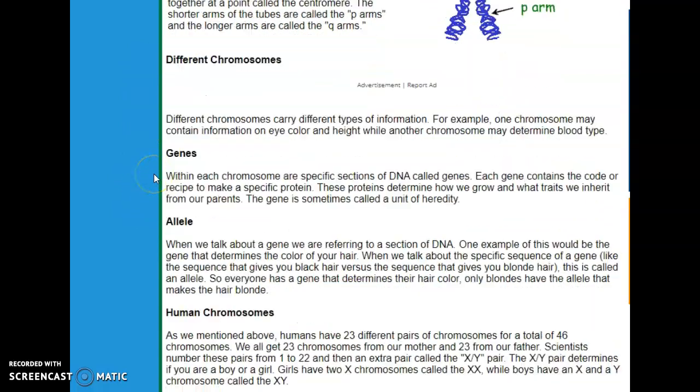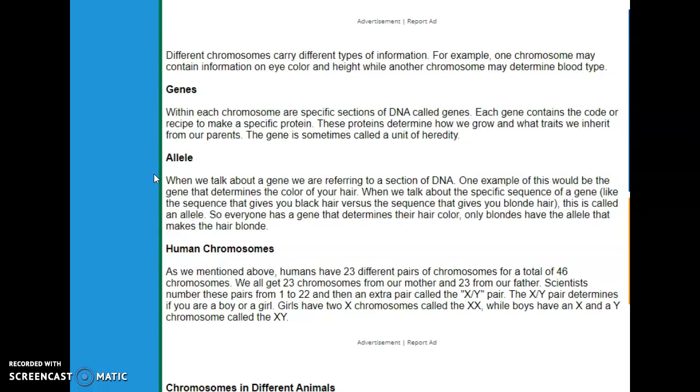Different chromosomes. Different chromosomes carry different types of information. For example, one chromosome may contain information on eye color and height, while another chromosome may determine blood type.